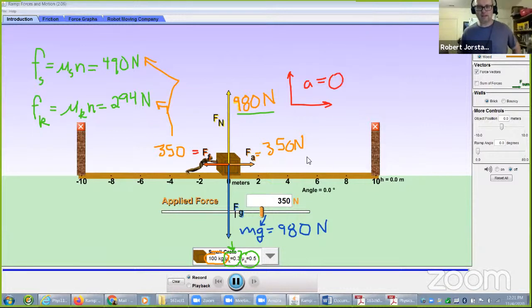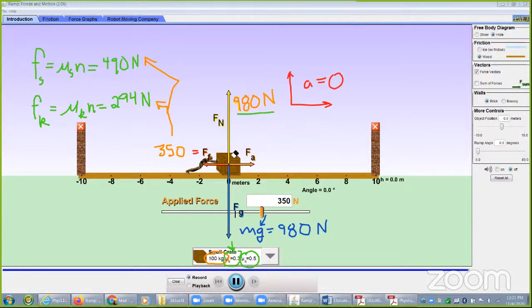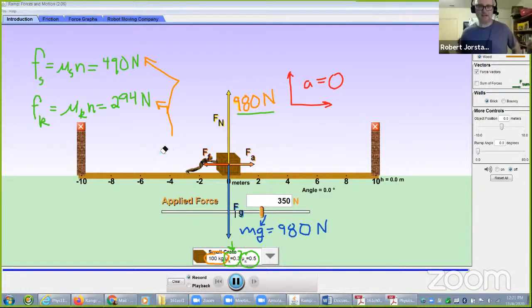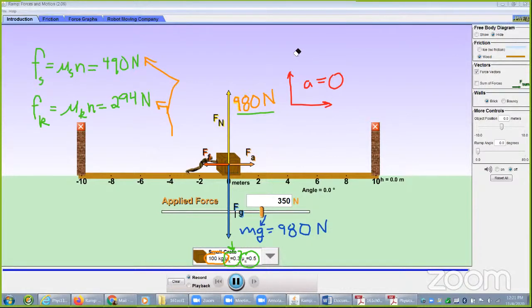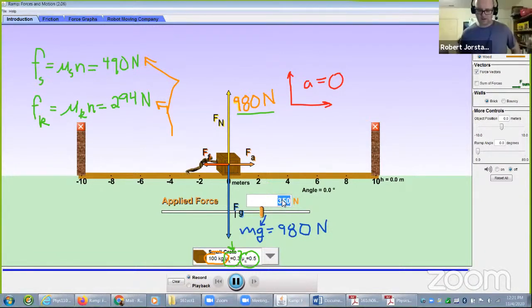Let's say I want to make this thing on the verge of slipping. Is it anything above 490? It should be anything above 490. So if I go in here, let me zoom in. Let's say I go in here and I type 489, it's not going to slip. If I type in 490, it's not going to slip.